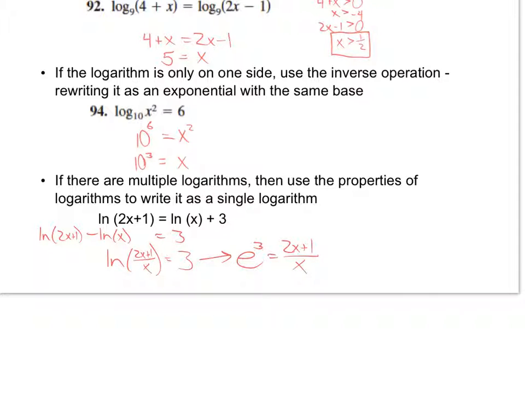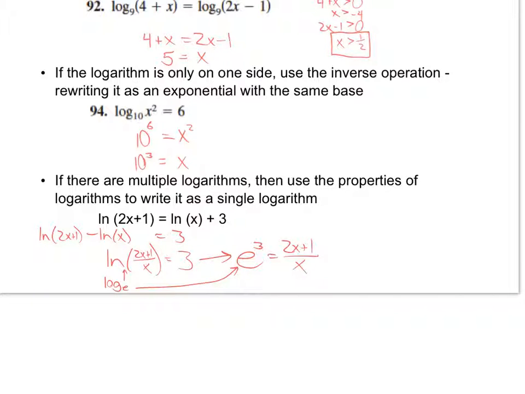And this one will get a little ugly. Wait, what is your base? This is a log base e, right? So when I rewrite it as an exponential, I have to have a base of e. Natural log is always base e. Because when you're writing it as an exponential, you take the base of the function, and the base in this case is e.